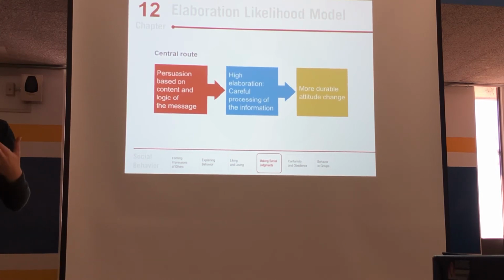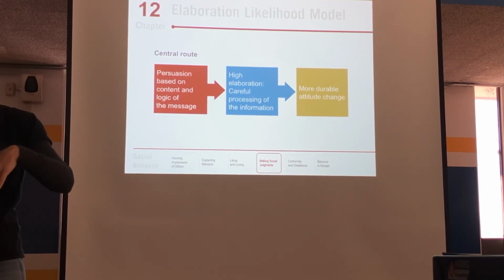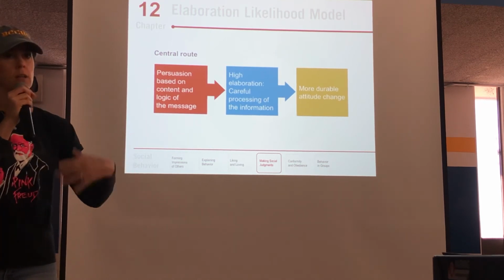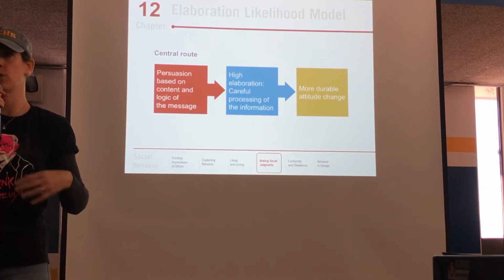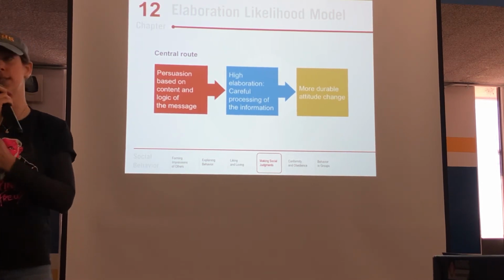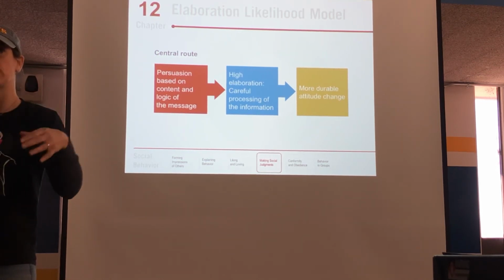You might be more likely to go to that restaurant more, right? Because you know the facts. So the fact that the central route results in a longer-lasting attitude change than the peripheral route is called the elaboration likelihood model. If you think about it, in the central route you're elaborating about the product, right? You're giving a lot of facts about the product. So the elaboration likelihood model says that the attitude change from the central route lasts longer than from the peripheral route.